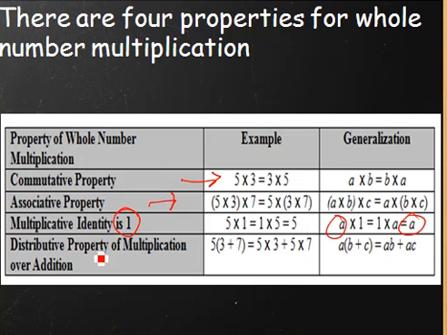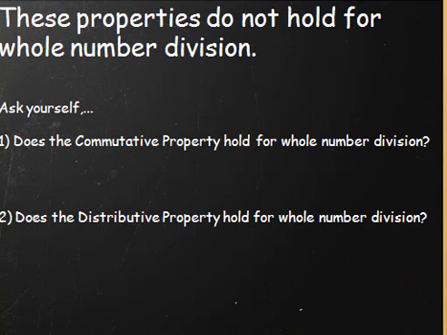Finally, the distributive property of multiplication over addition. One way I could do 5 times the quantity of 3 plus 7 is to take 5 times 3 and then add that to 5 times 7, or 15 plus 35, resulting in 50. Finally, we want to know, do these properties hold for division? And the answer again would be no.